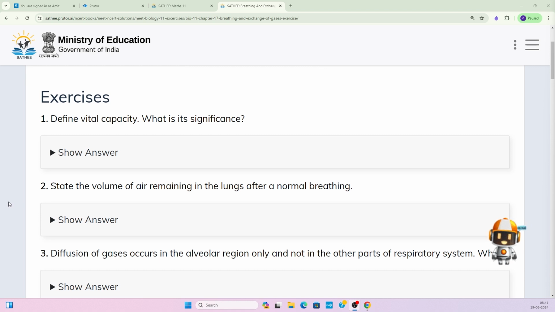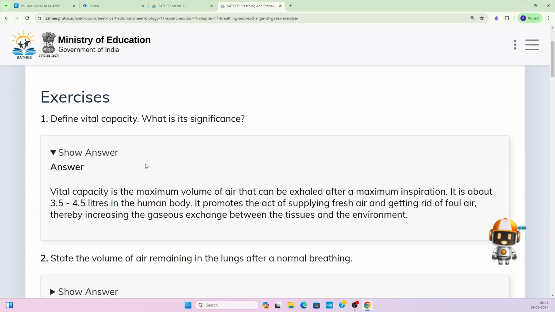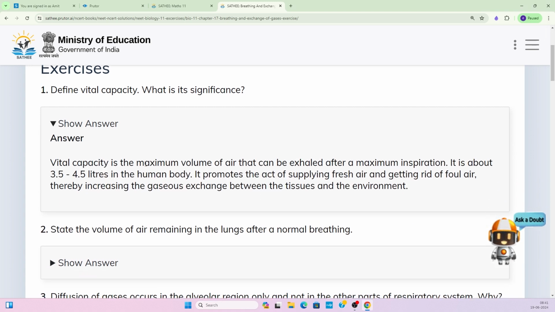Define vital capacity and what is its significance? So we have to tell about the vital capacity. Here comes the solution. Vital capacity is the maximum volume of air that can be exhaled after the maximum inspiration.